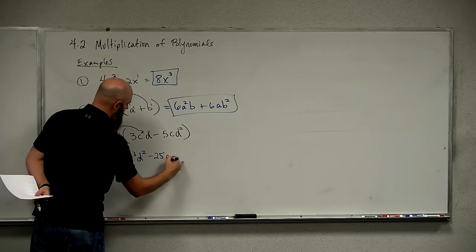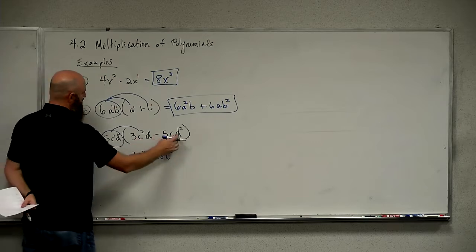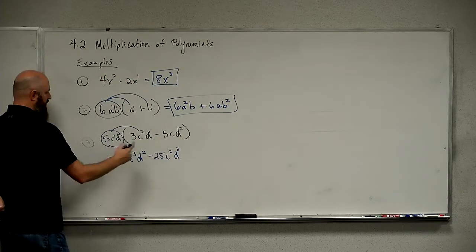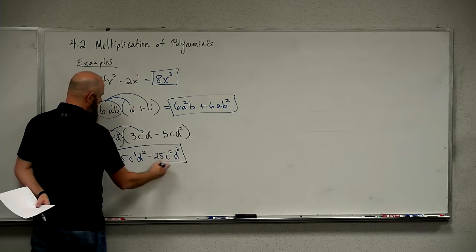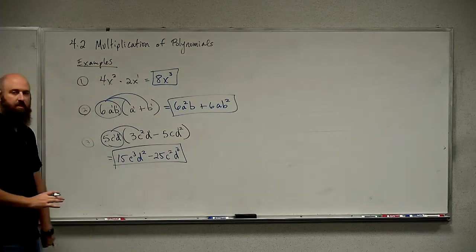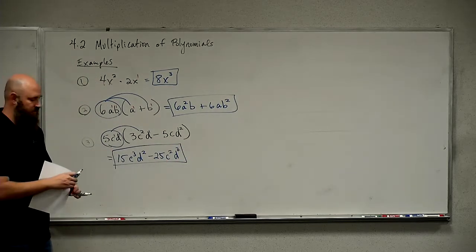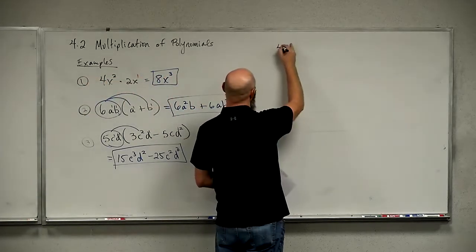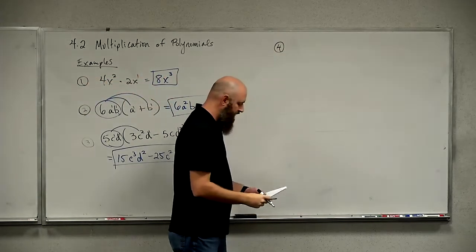Now we need to do 5 times negative 5, which is a negative 25. C times c is c squared. D times d squared is d to the third. Again, our powers on each individual piece are different, so this is my final piece. All right, let's keep moving up in size here.